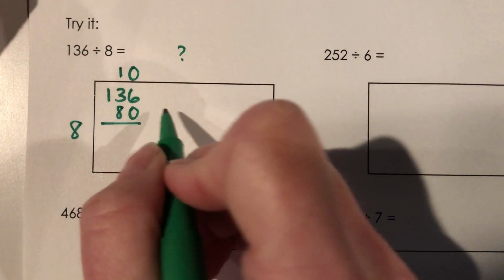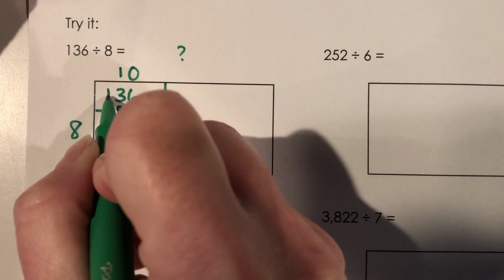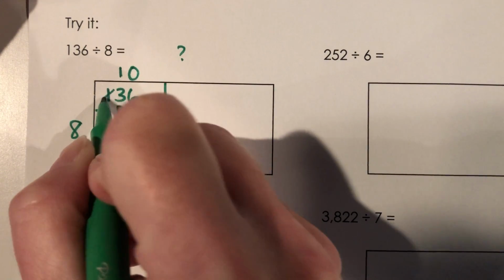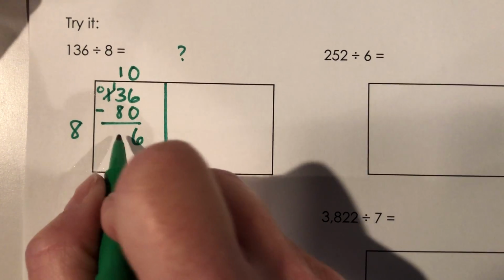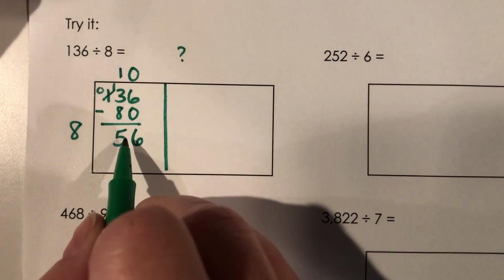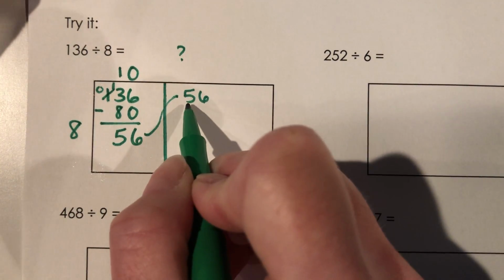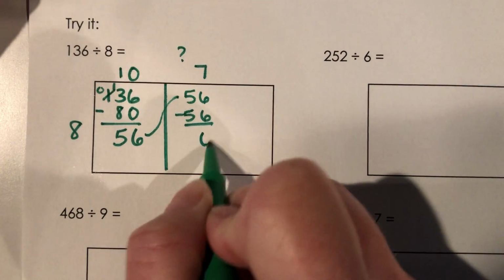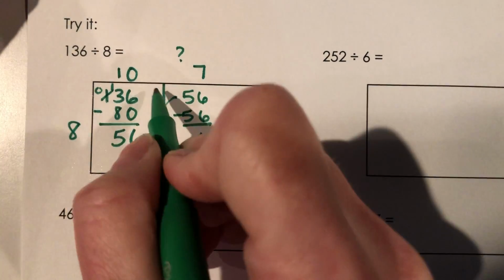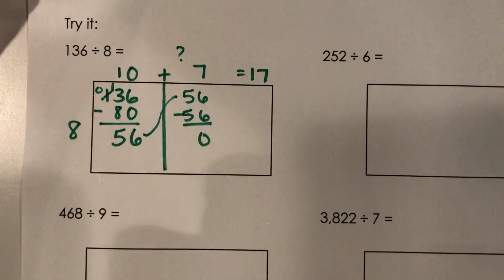Okay, now to figure out how much is left, I'm going to subtract. 6 minus 0 is 6, and then 13 minus 8, or maybe if you want to borrow, same thing. 13 minus 8, that will give you 5. So I still have 56 left over. I'm going to bring that over here and ask myself, 8 times what gets me closest to 56? 8 times 7 is exactly 56. None left over. What's my answer? My answer would be this 10 plus 7, which is 17.